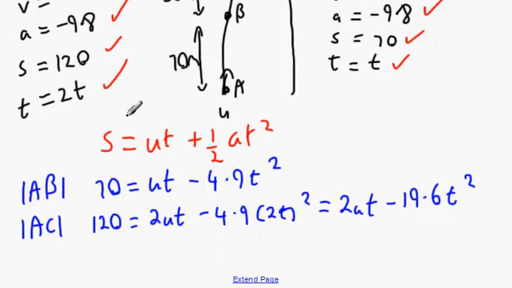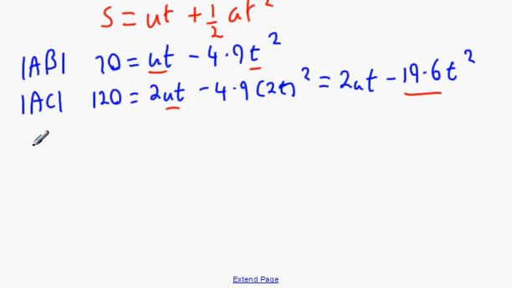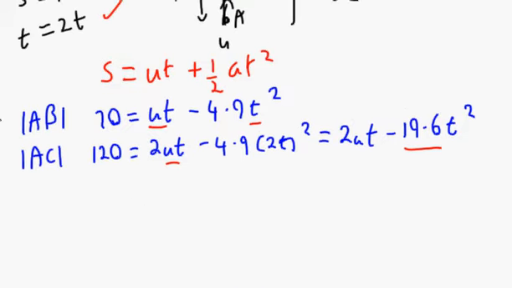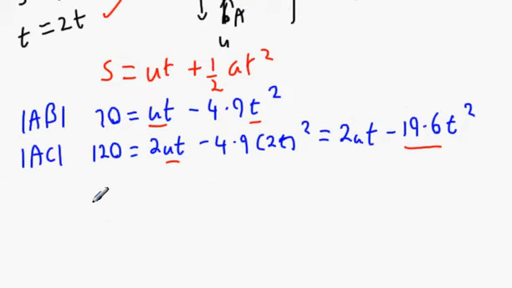Simultaneous equations. Basically the variables are the same. The ut is the same as this ut, and the t squared is the same as the t squared. Which one do you think we should get rid of first? Let's try and get rid of these ut terms first. So I'm going to multiply the first equation, the equation AB, by -2. When I multiply it by -2, we're going to get the following.